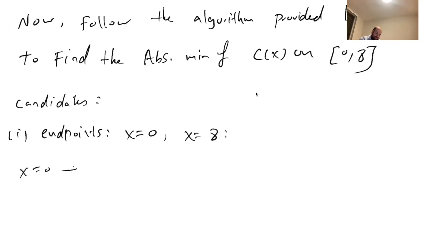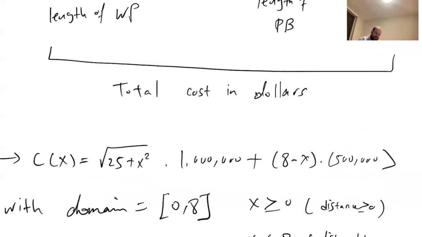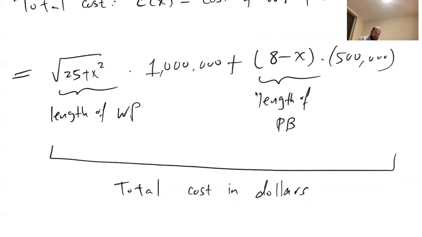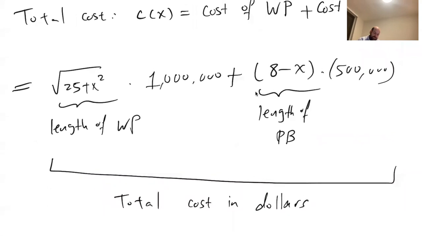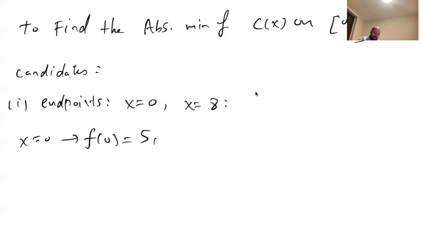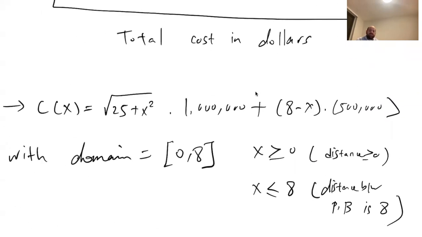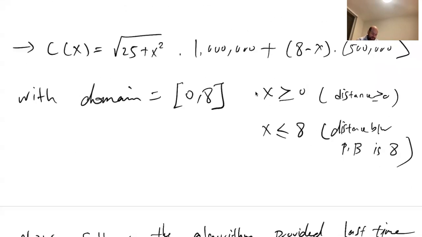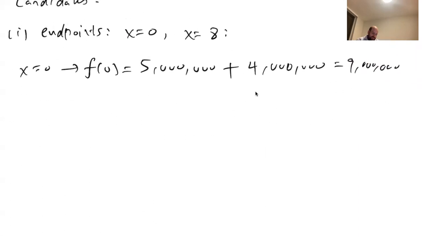So if X is equal to 0, then the output C of 0 will be, the first term, if X is 0, will be 5 times 1 million. That will be 5 million. Plus 8 times 500,000, which is 4 million. That will be 9 million. Right? It's 8 minus X times 500,000. If X is 0, 8 times 500,000 is 4 million. Plus 5 million is 9 million.